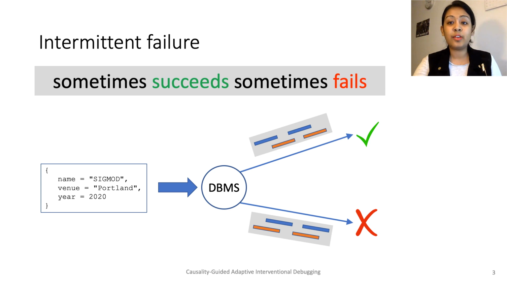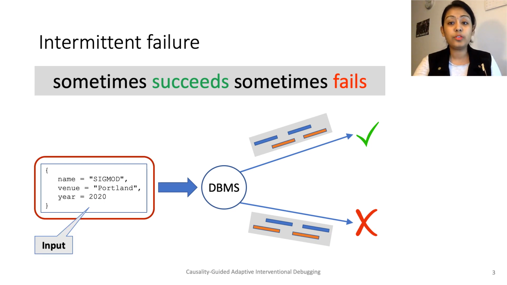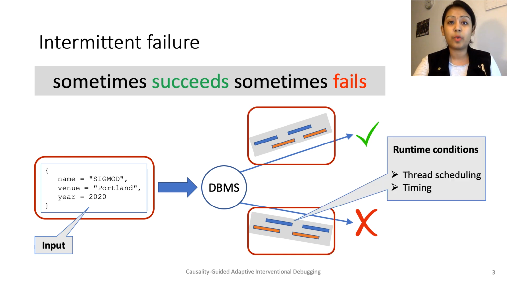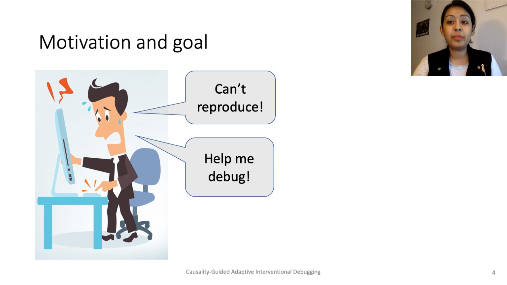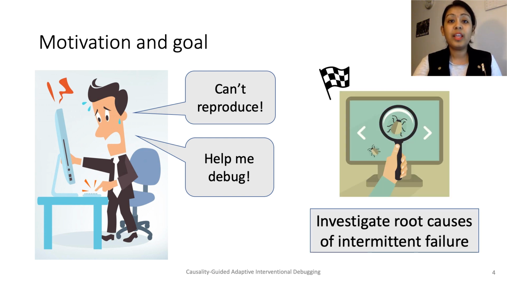A notorious kind of bugs are those that manifest only intermittently. Even for the same input, an intermittently failing application sometimes fails and sometimes succeeds. The success or failure here depends not only on the input but also on the randomness of the runtime conditions such as thread scheduling and timing. And that's why intermittent bugs are hard to reproduce and very hard to debug. Our goal is to investigate the root causes of these hard to catch intermittent failures.